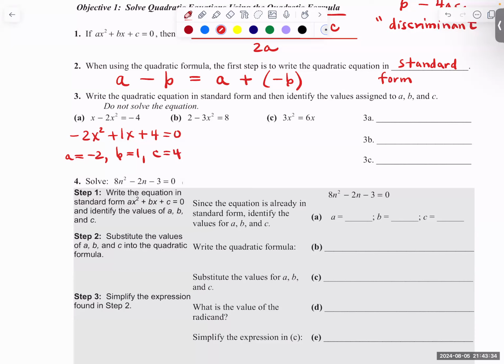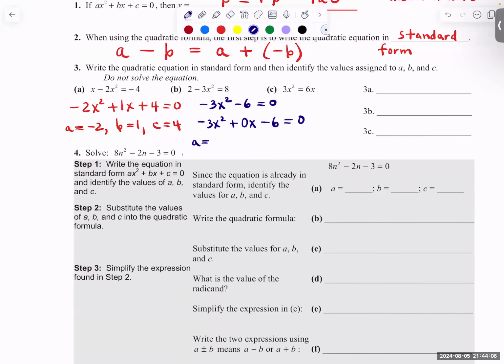Part B, the quadratic term is negative 3x squared, and if we subtract 8 from both sides, then we'll have 2 subtract 8 is minus 6, set equal to 0. So there's no linear term, and thus we would write a placeholder, 0 times x minus 6 equals 0. So the leading coefficient is negative 3, b is 0, and the constant c is negative 6.